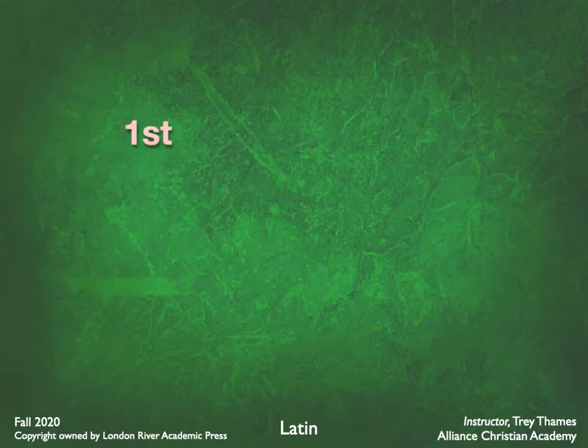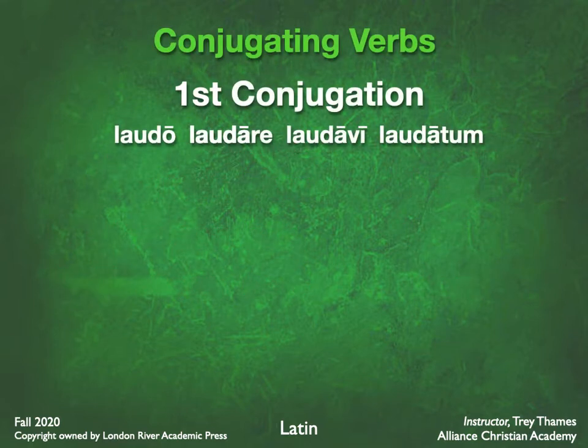And here is how you conjugate first conjugation verbs. Remember, there are 4 principal parts for every verb, or most verbs. And here's an example of a first conjugation verb: laudo, laudare, laudavi, laudatum. Recognize that in the second principal part, there is a long A. That is the characteristic of first conjugation verbs.